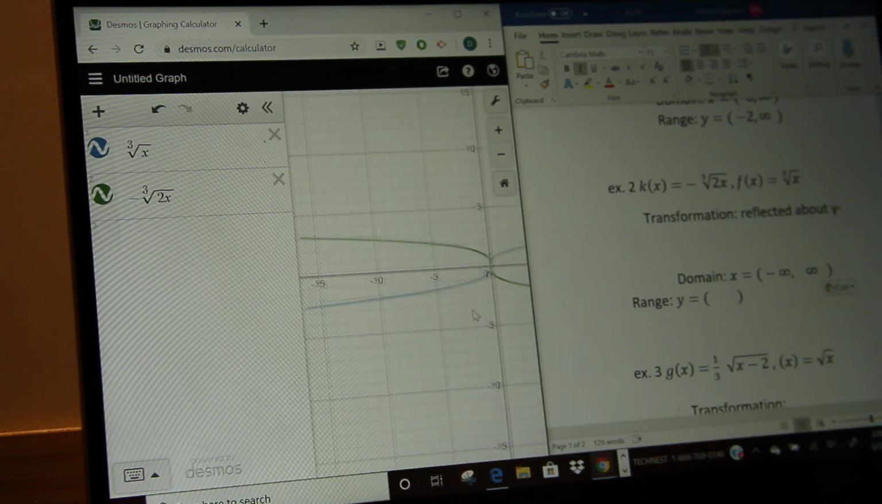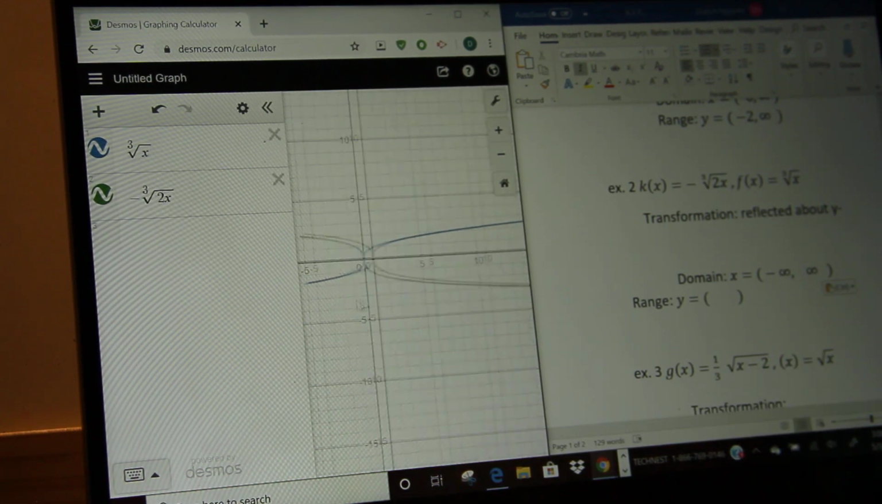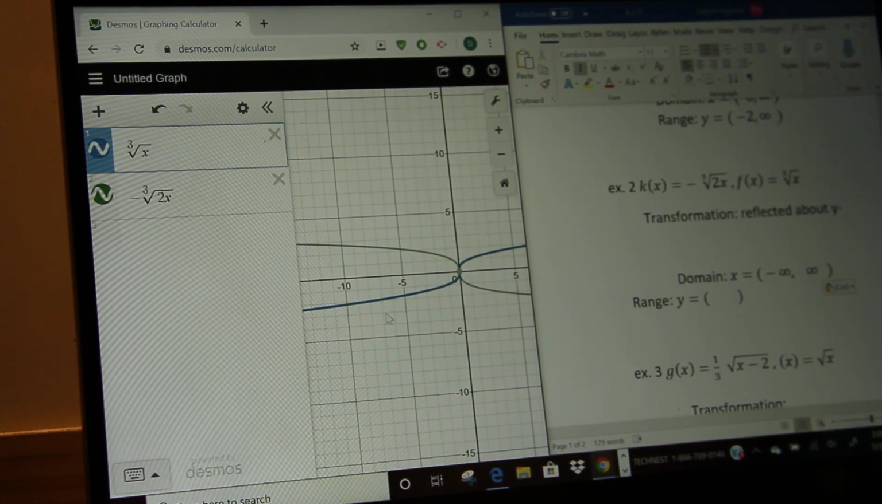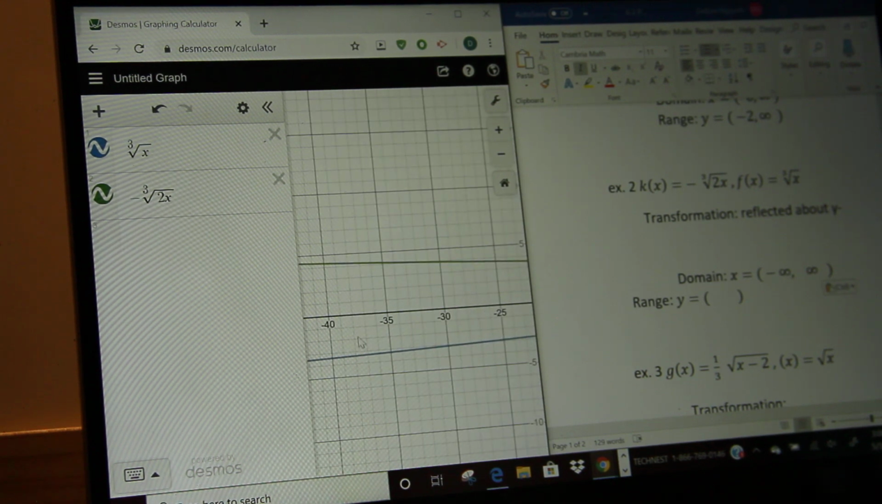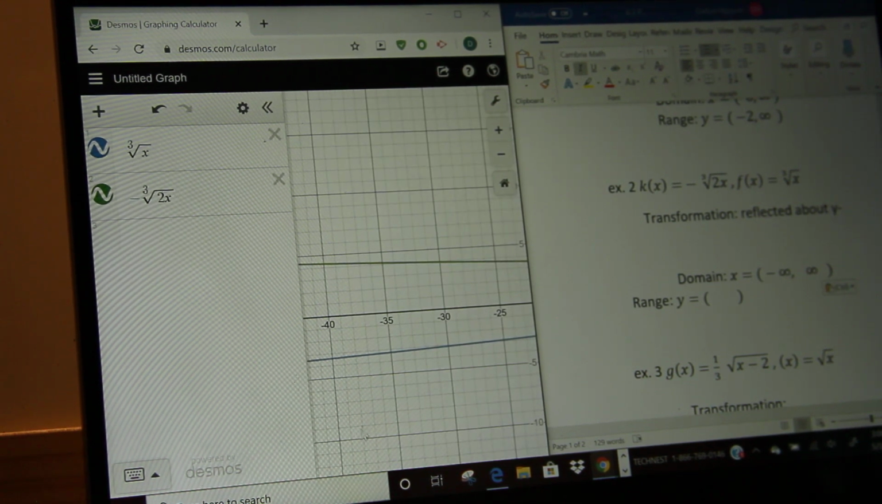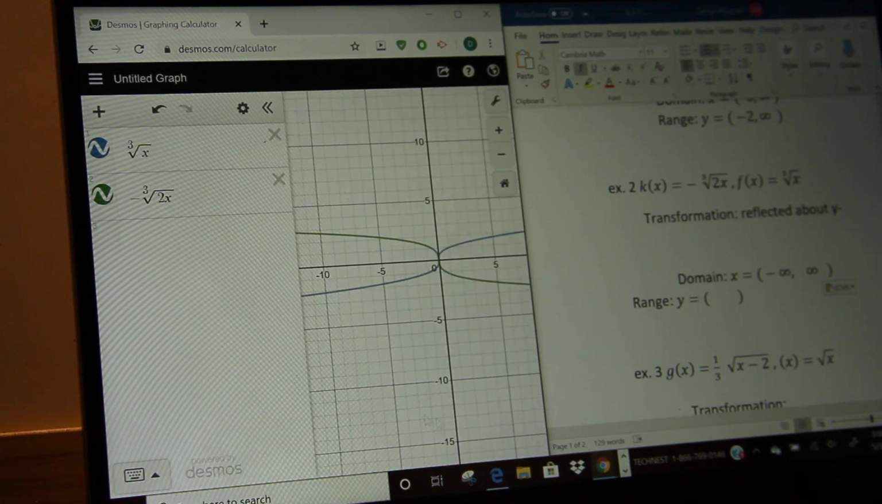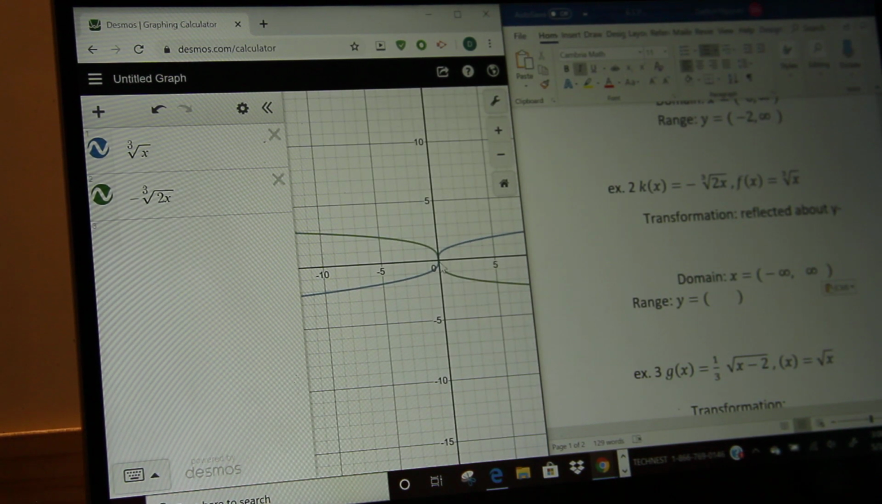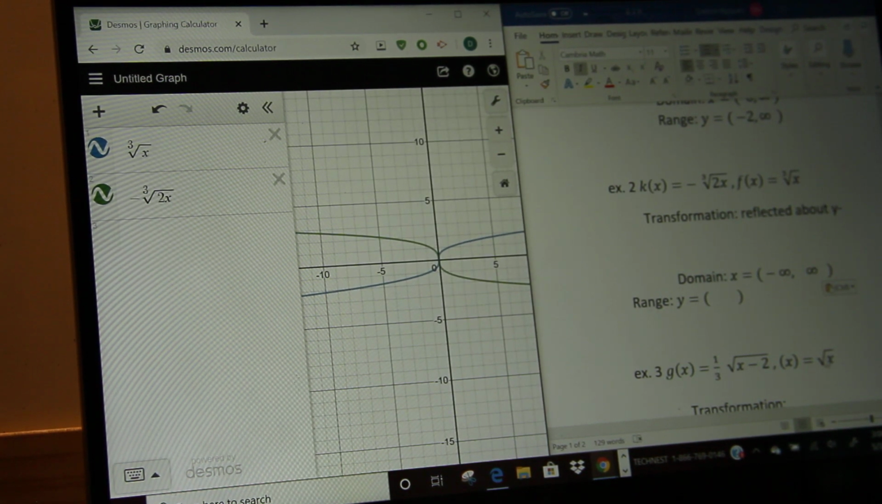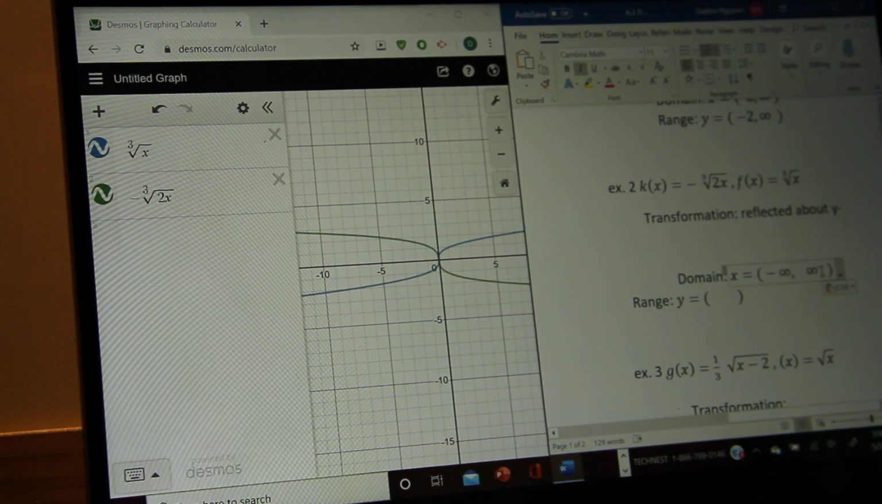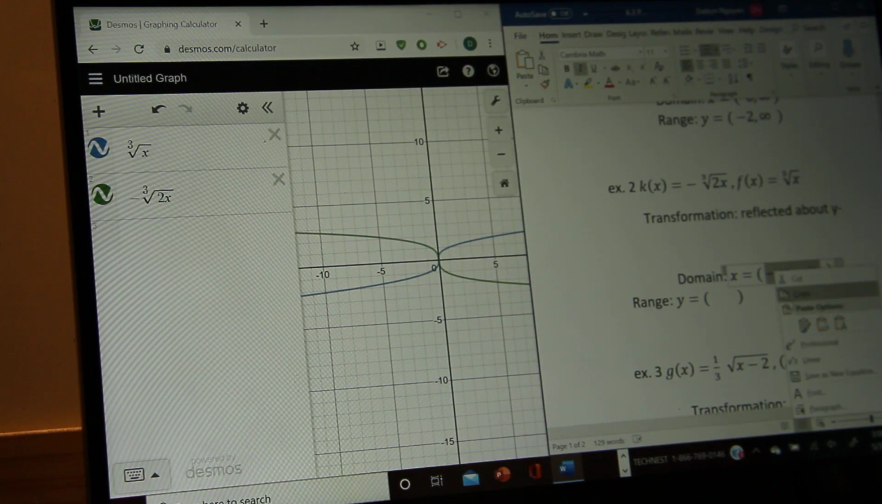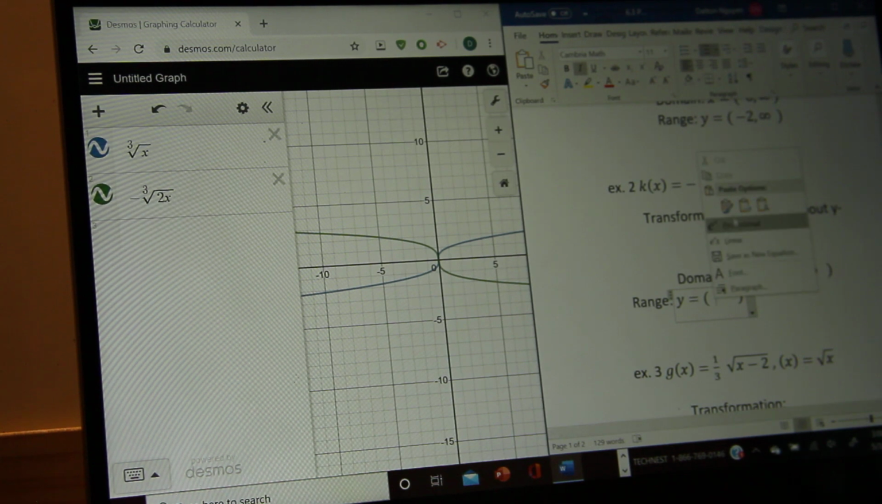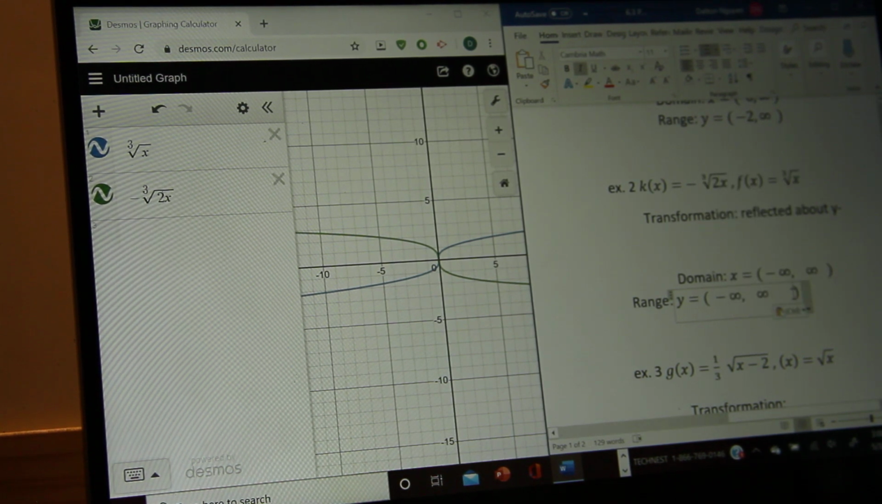And my range, same thing, goes up and down with no break. So if I can go this way, notice how it is starting from negative infinity from the y-axis, going all the way through 0 and keeps going up. So it's still going to be the same. Okay?